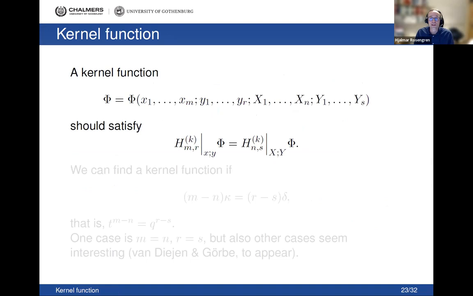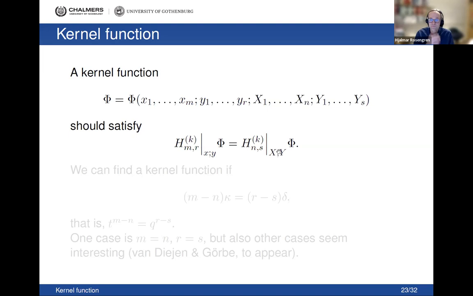So kernel function, that has turned out to be quite a useful tool to study this, well, similar models. So in this context, the kernel function should be something that involves four groups of variables. So we have the original X and Y variables, then some other kind of dual capital X and capital Y variables. And I imagine that the number of variables, that's just four different numbers here, M, R, N, and S. And then the kernel function would be such that if you act with your operator on the small X and Y, you get exactly the same thing as if you act with the operator on the capital X and Y.